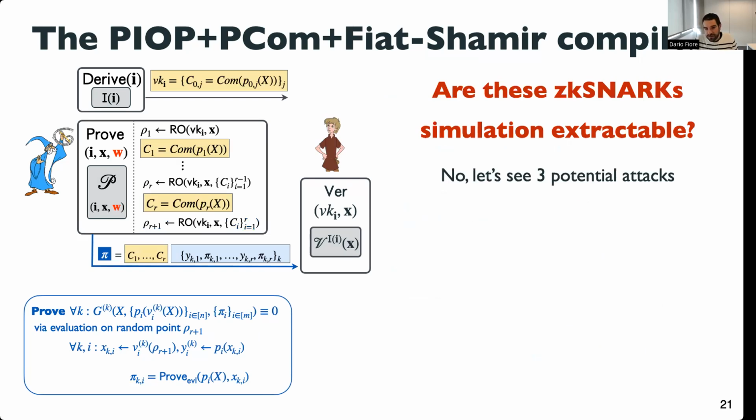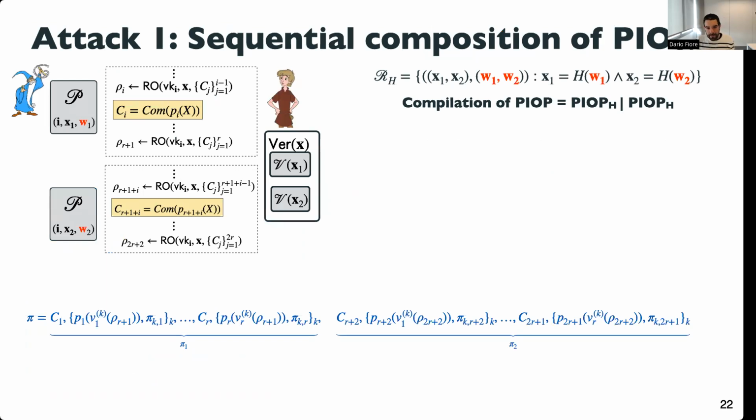Okay, so the question we ask here is whether these zkSNARKs are simulation extractable. And I'm going to show that actually, in a universal sense, they are not. So there are 3 potential attacks that you can mount. The first attack is more like a feasibility attack. Maybe it's not a natural one, but it shows that something may go wrong.